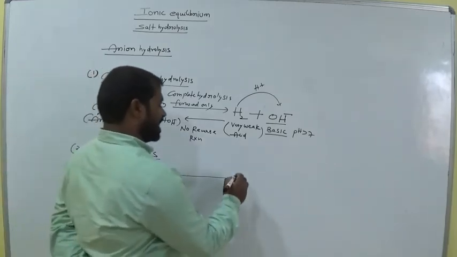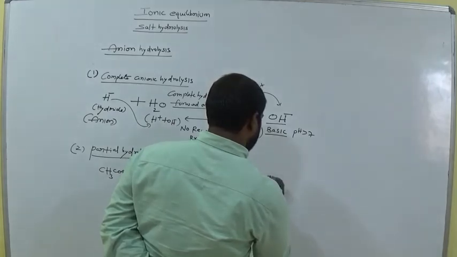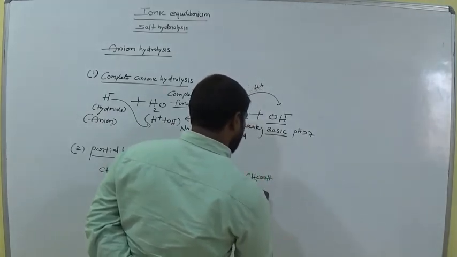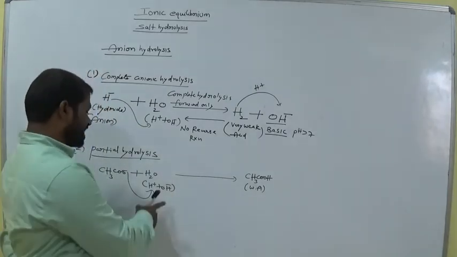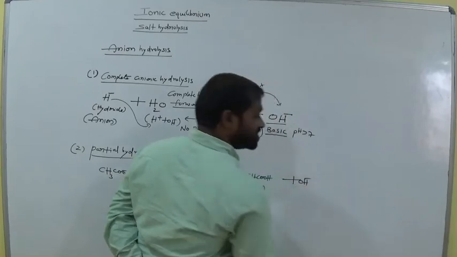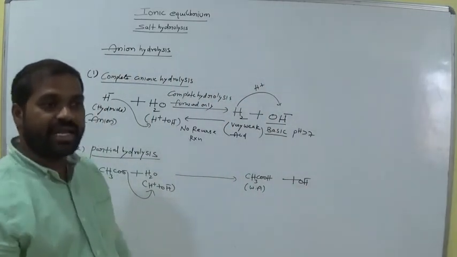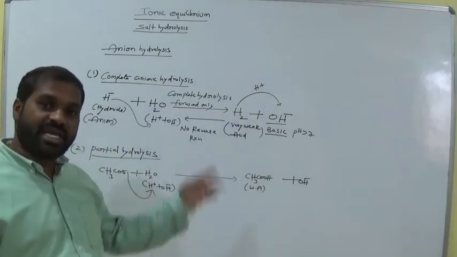Now what is the possible product? Acetic acid, am I right? CH3COOH. Acetic acid is a weak acid, you know. Already we discussed acetic acid is a weak acid. Now what is the remaining one? OH minus. So more OH minus are produced or not? So in the case of anionic hydrolysis, we get OH minus, whereas in cationic hydrolysis we get H plus.